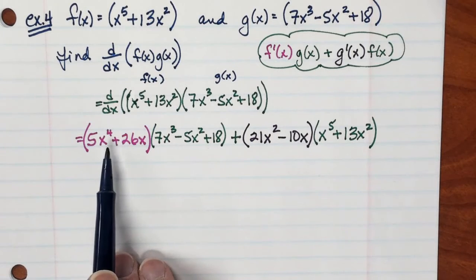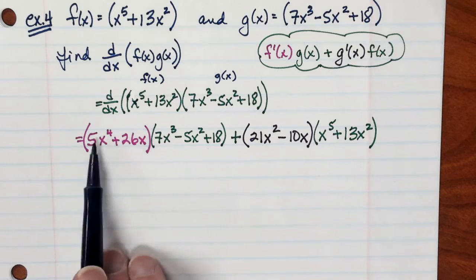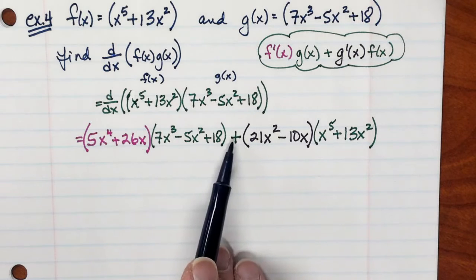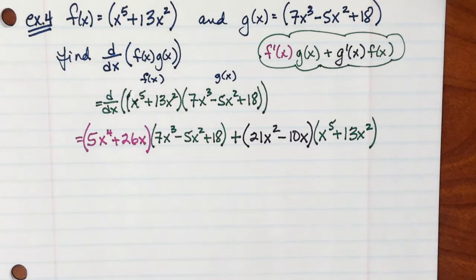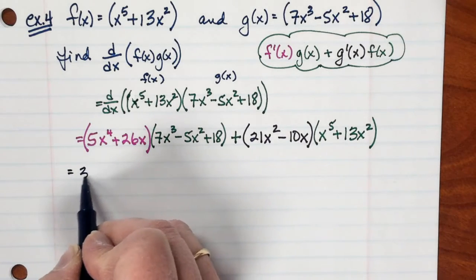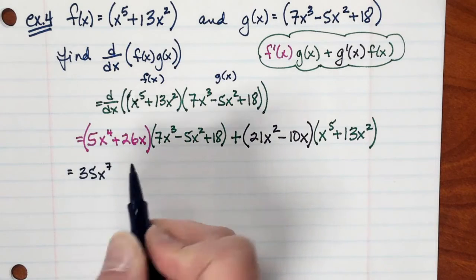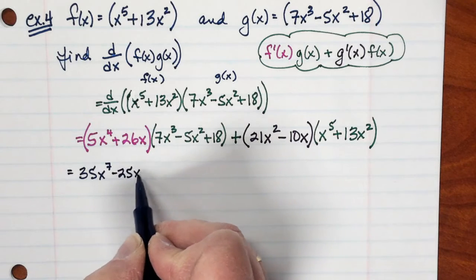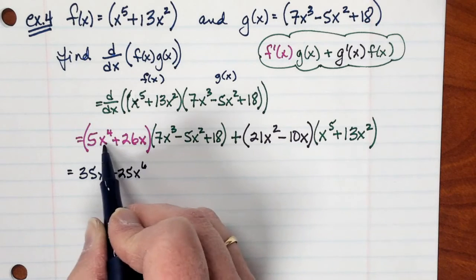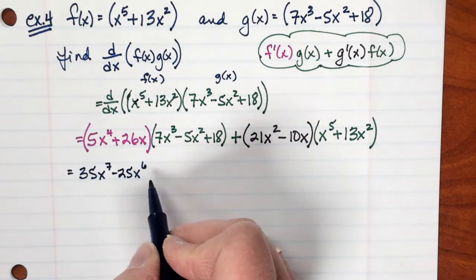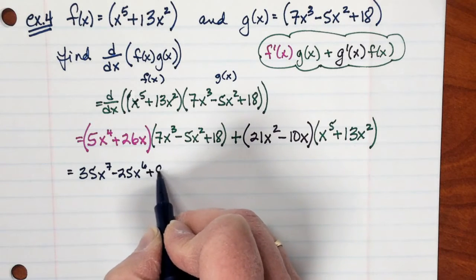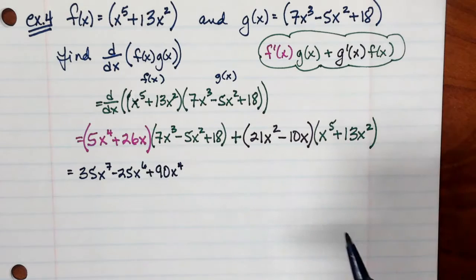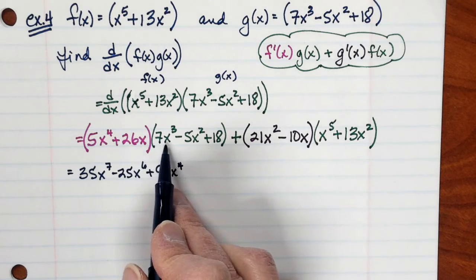I'm going to take this 5x to the fourth and distribute it to all three of those, and then I will do the same thing with the 26x, and I will be lining them up appropriately with the like terms. Let's see. This would be 35x to the seventh. This would be negative 25x to the sixth. 5 times 18 is going to give me 90, so that's going to be 90x to the fourth. Now multiply by the 26x.